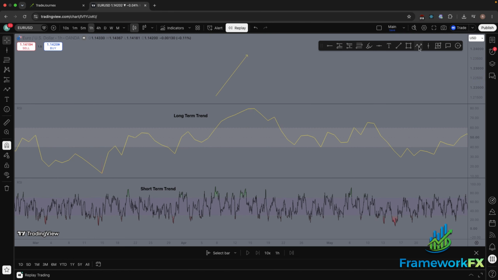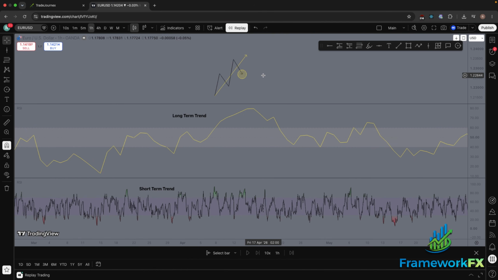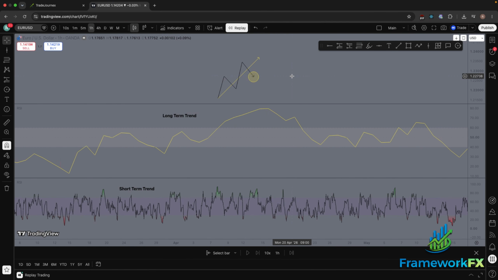So price is looking like that, it's pushing up, it's strong, and then our short-term trend will look something a lot more like this. We'll make that black just to represent our short-term trend below. So we're looking here to try and get in somewhere around here. The way that we do that is we're looking for two signals, one from each RSI.